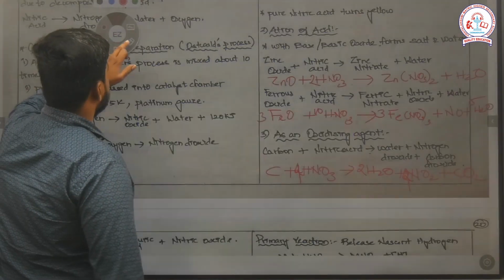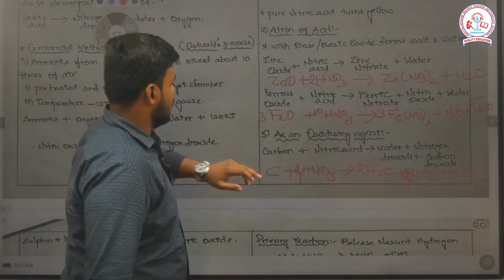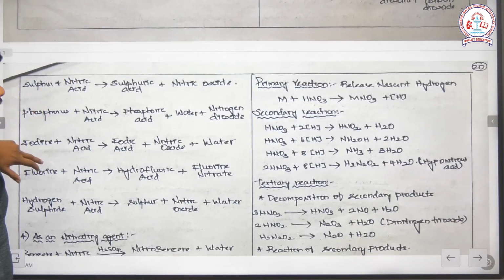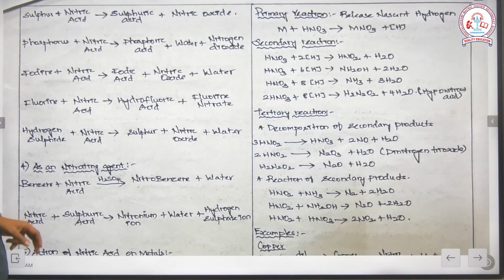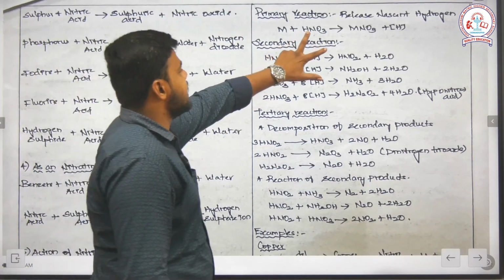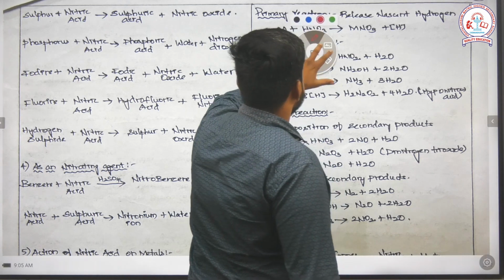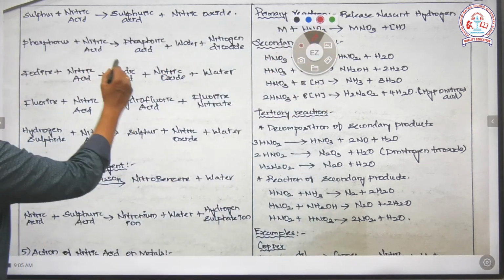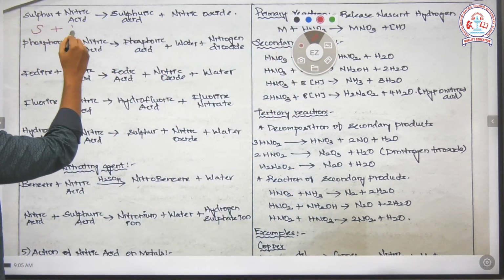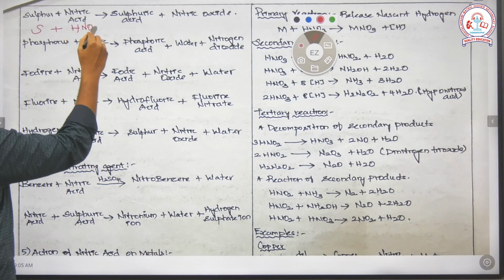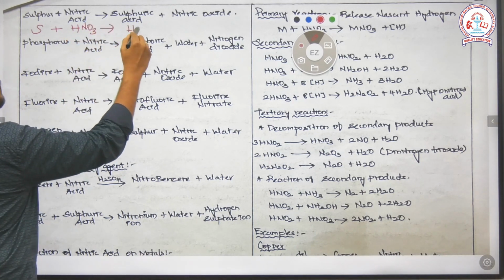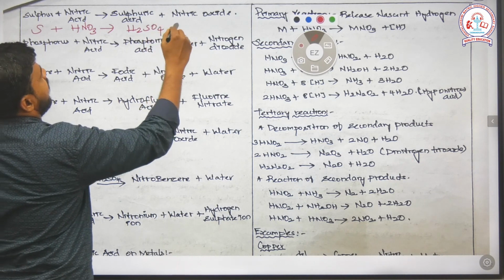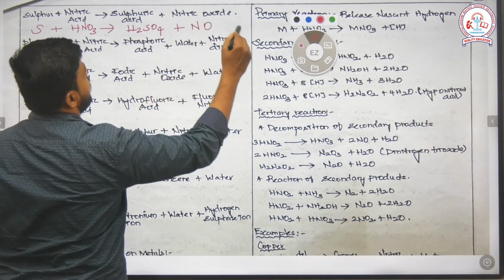The next one is regarding the other reactions with nitric acid, to show that it is an excellent oxidizing agent. Very first, sulfur reacts with nitric acid to form sulfuric acid. Let's check. Sulfur reacts with nitric acid to form sulfuric acid along with nitric oxide.